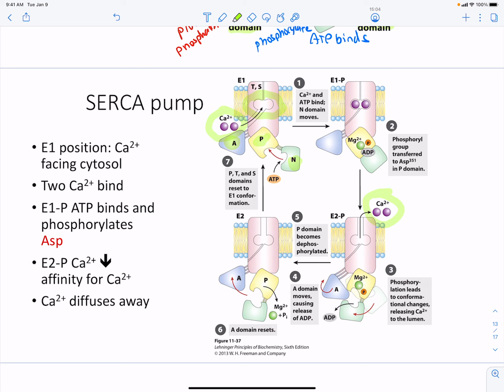And so all of this changing has to do with affinity. So calcium is initially going to bind, two calciums will bind when the ATP binds, and then phosphorylates that aspartic acid residue. And then in the E2 state, the P domain has a decreased affinity for calcium, and so it allows calcium to diffuse away.